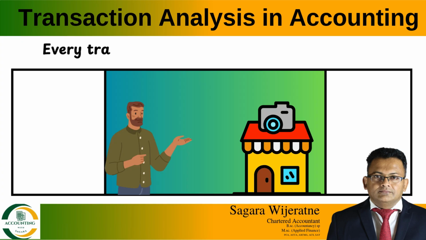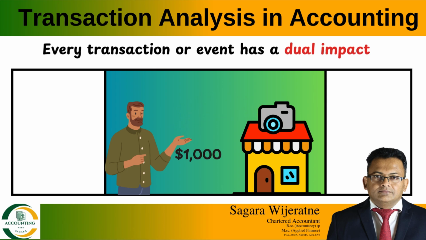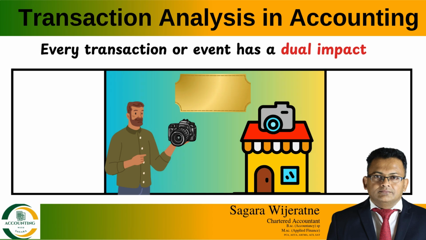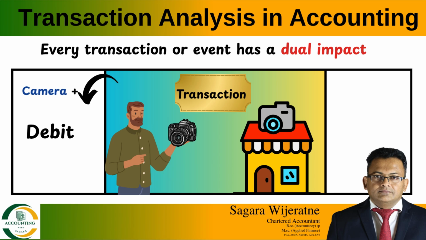Every transaction or event has a dual impact, as per the double entry system, on assets, liabilities, and equity. Example: one debit and one credit.